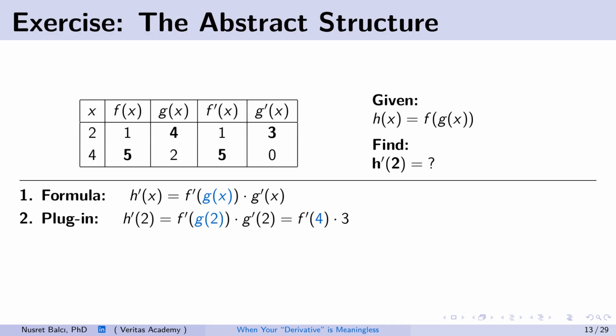We work from the inside out. First, we need g of 2. Looking at the table, g of 2 is 4, so the problem simplifies. We need f prime of 4 times g prime of 2. Back to the table, f prime of 4 is 5, g prime of 2 is 3. We multiply them to get our final answer, 15.